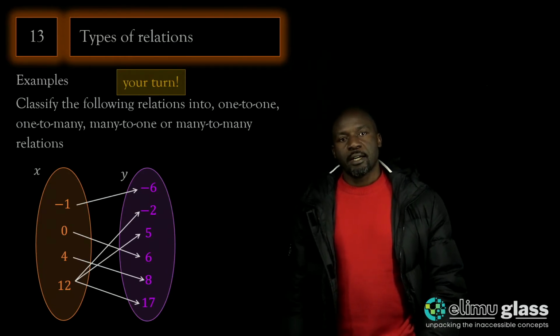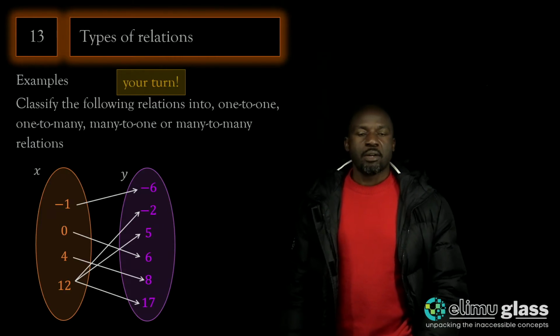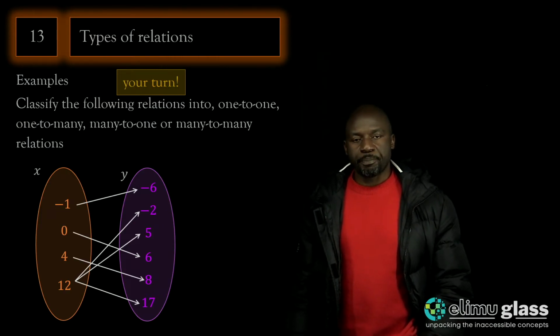Okay, another one for you. Okay, this is a mapping diagram. Determine whether it is a one-to-one, a one-to-many, a many-to-one, or a many-to-many relation.